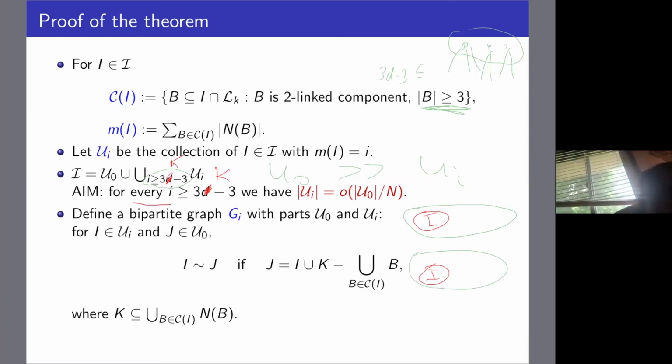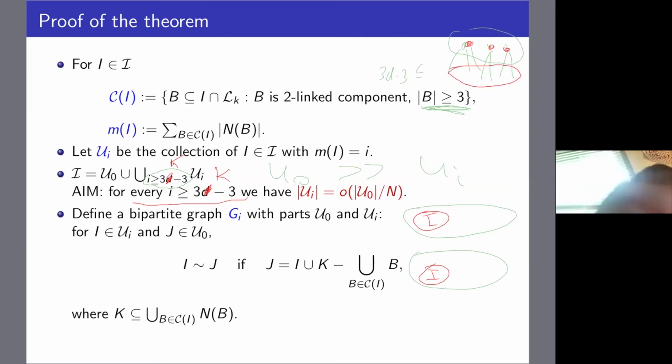So just to go back here, what I claim is that if you have at least 3 vertices in one layer, then their common neighborhood within the cube is at least 3k minus 3, because it's a k-regular graph, and you can't have many common neighbors. Okay, good.